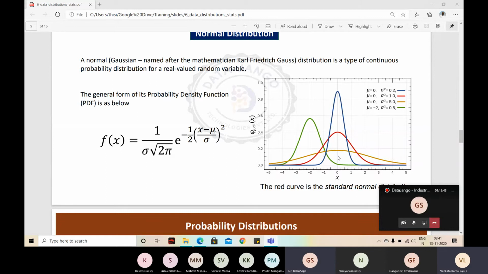Sir, should we infer that the blue line, where the variance is very less, has the highest probability if we pick any random value? Is that what we need to infer from this one? Yeah, what do we need to infer from this? I'll explain that in a moment.